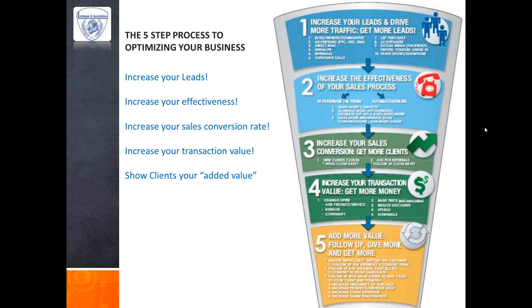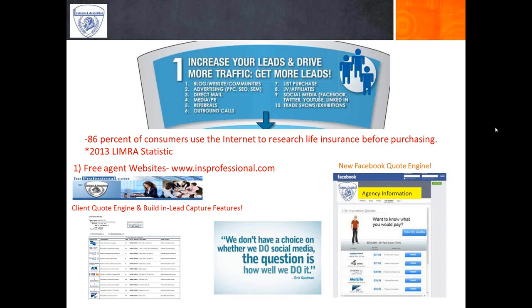Number 1 is increasing your leads, increasing your effectiveness, increasing your conversion rate, increasing your transaction value. And we're going to show you how you can show your clients the added value proposition. So Joe is going to dive into each section starting at number 1, and then we'll go from there. Joe? Thanks, Bill. So, of course, I'll start with number 1 here. Increasing your leads, driving more traffic. Like Bill mentioned, the way that our industry is heading, we need to be part of that conversation.